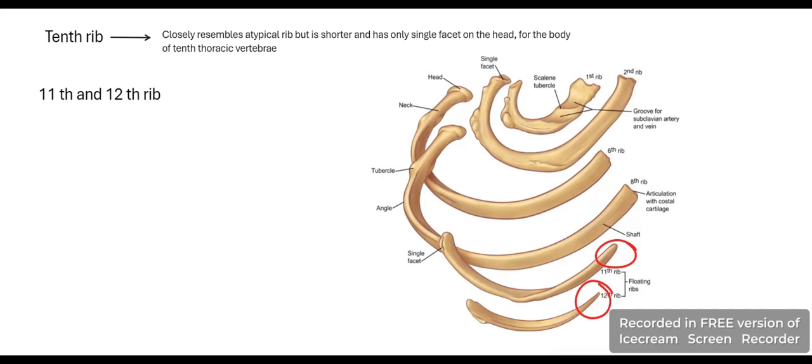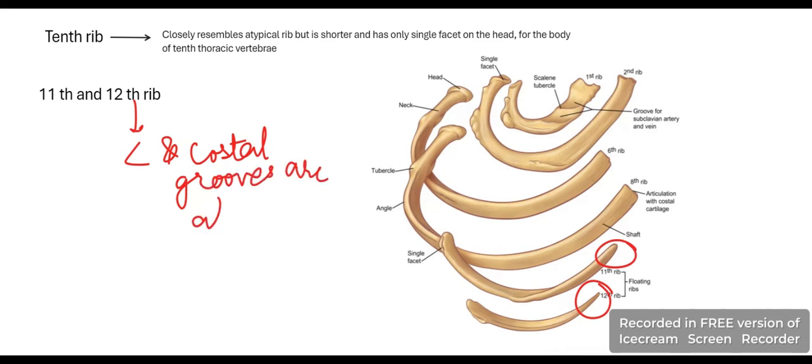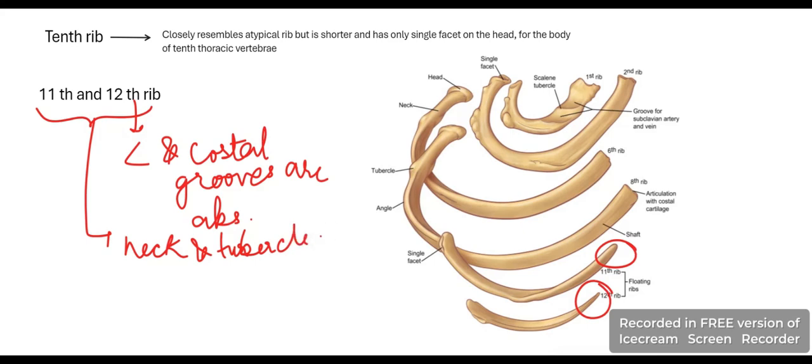What is absent in the 11th rib? The costal angle and the costal grooves. In the 12th rib, the angle and costal grooves are absent, and the neck and tubercle are absent in both the ribs. In both the ribs, neck and tubercle both are absent.